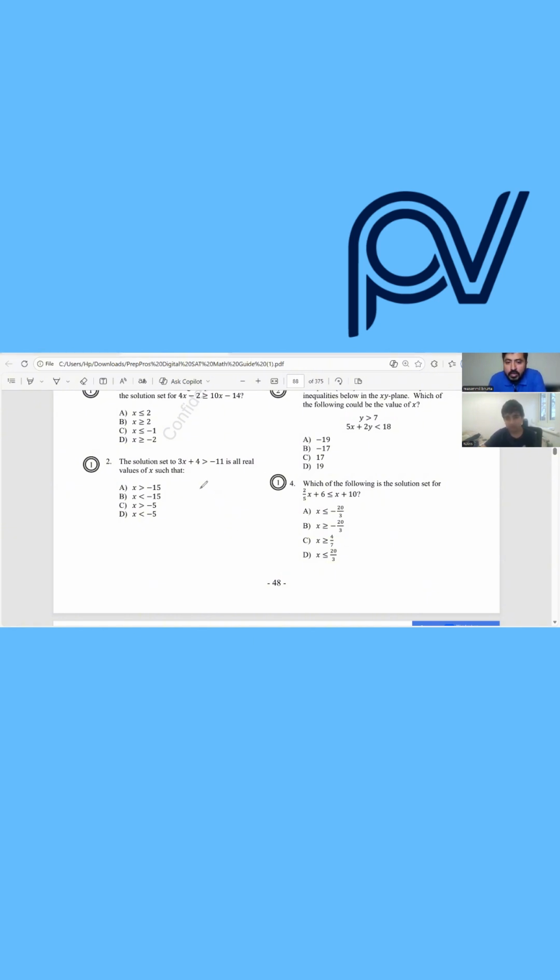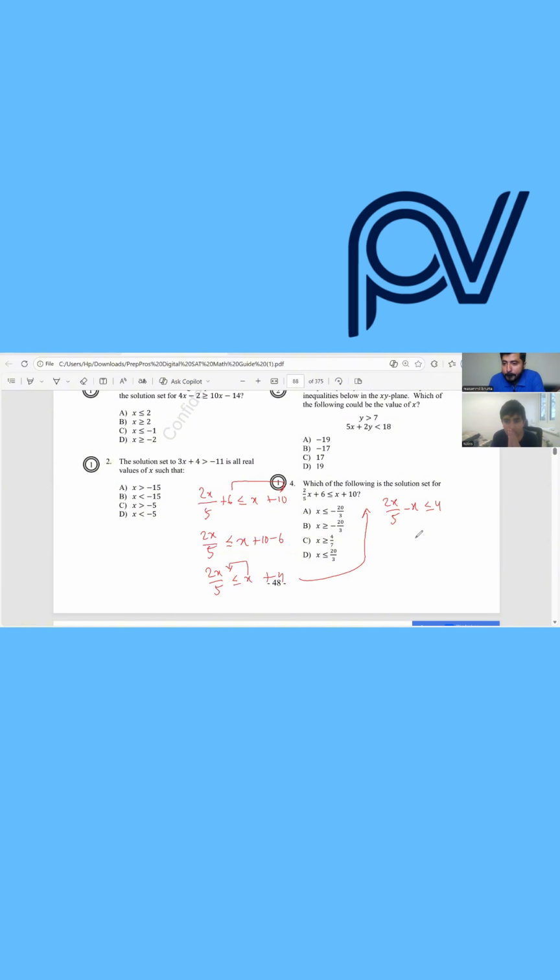So we are given that 2x over 5 plus 6 is less than or equal to x plus 10, right? Yes. First of all, move the 6 to this side. So 2x over 5 is less than or equal to x plus 10 minus 6. Yes or no? Yes. So that is just plus 4. So 2x over 5 is less than or equal to x plus 4. Then move the x to this side. So it becomes 2x over 5 minus x is less than or equal to 4.